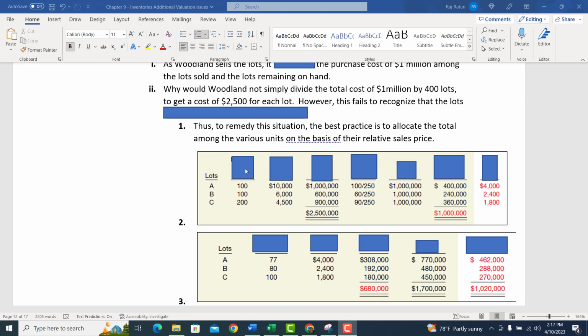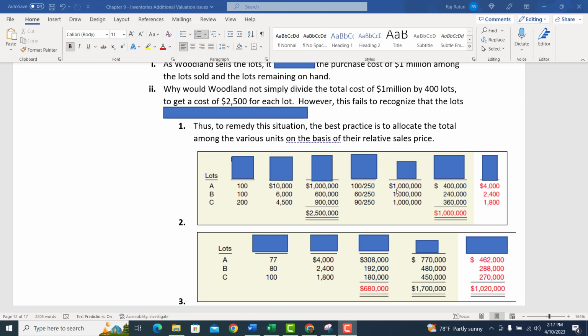So this is going to be total lots, this is price per lot, and this is total selling price. So I take my lots, multiply it by the selling price per lot, and I get my total selling price. Now my relative selling price is going to be dividing each one of these by the total. And now I take the total cost and multiply it by the relative selling price ratio.